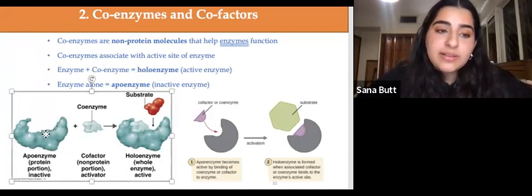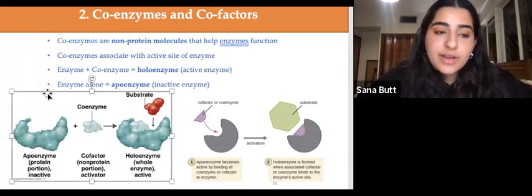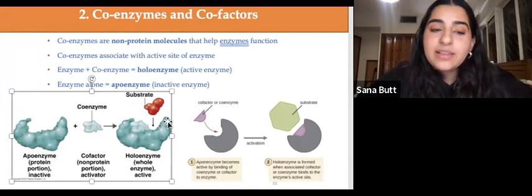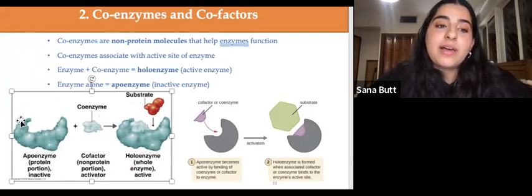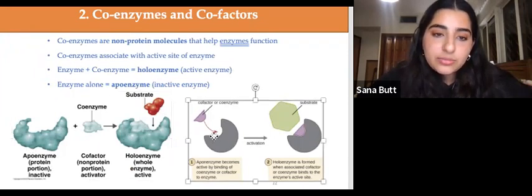So when you have a complex of an apoenzyme, it's basically just the inactive enzyme, then the coenzyme or cofactor goes and binds to it. And then you have the complex of the coenzyme or cofactor with your apoenzyme. Now it's an active enzyme, also otherwise known as a holoenzyme. And then your substrate can easily bind to it. So same thing written over here.